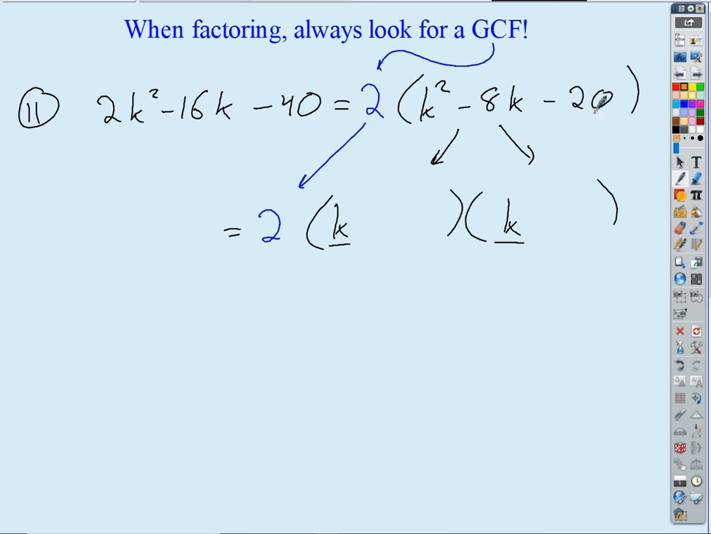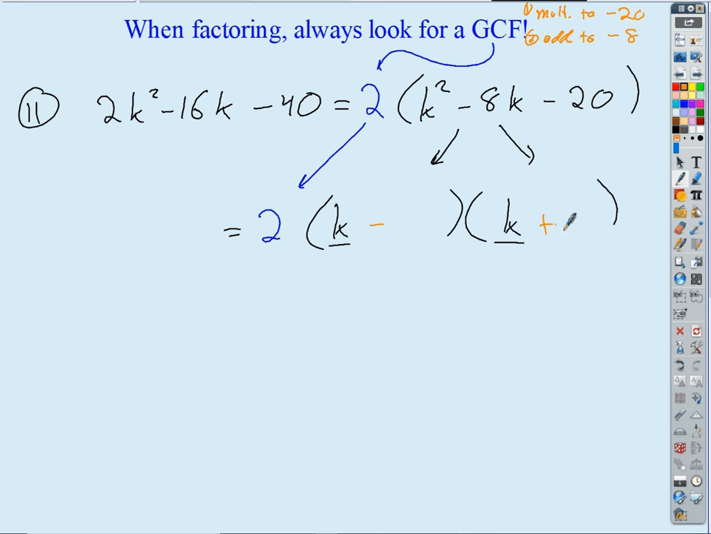Okay, so they're going to multiply to negative 20, and they're going to add to negative 8. Now this time, if they're multiplying to a negative, what's that tell you about the signs of the magic numbers? One's positive and one's negative, right? If they're adding to a negative, which one must have been bigger? The negative, right? Because when they canceled out, it ended up being negative, so the negative one must have been bigger. So let's put that one first.